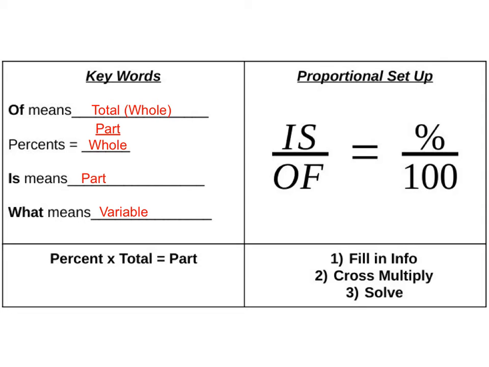So a lot of times we'll look at that with our proportional setup as is over of. And if we look at the what, that is typically giving us a little hint as to where our variable should go. Usually it's either going to be in the is, the of, or the percent. And because we know percents are always out of 100, this is going to stay 100 no matter what. So most of the time we're going to use this proportional setup, but we do have the option to do that percent times total equals part. No matter which one you do, we want to make sure we fill that information in and then solve.